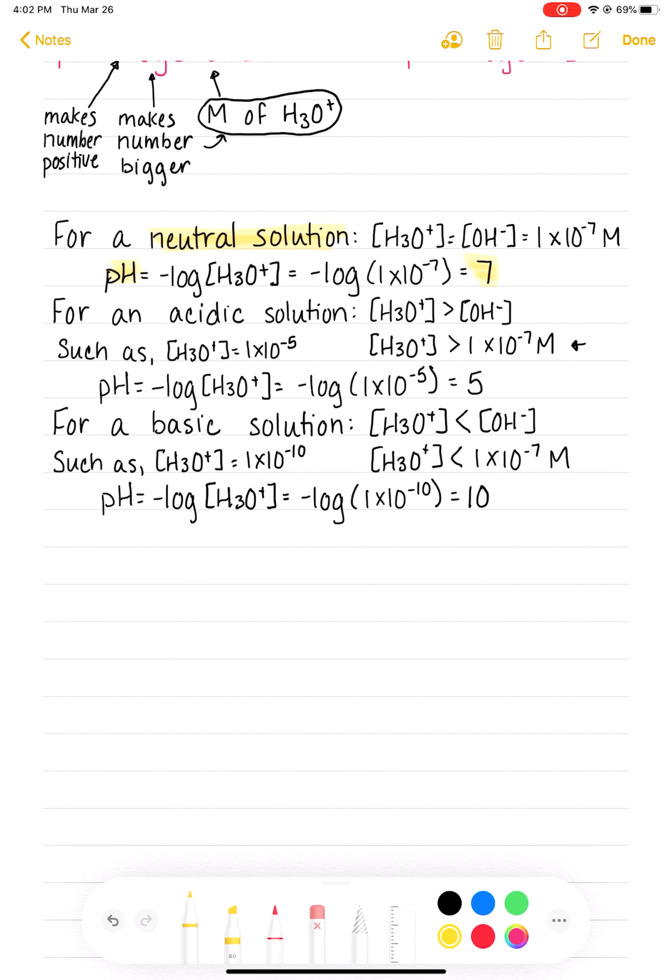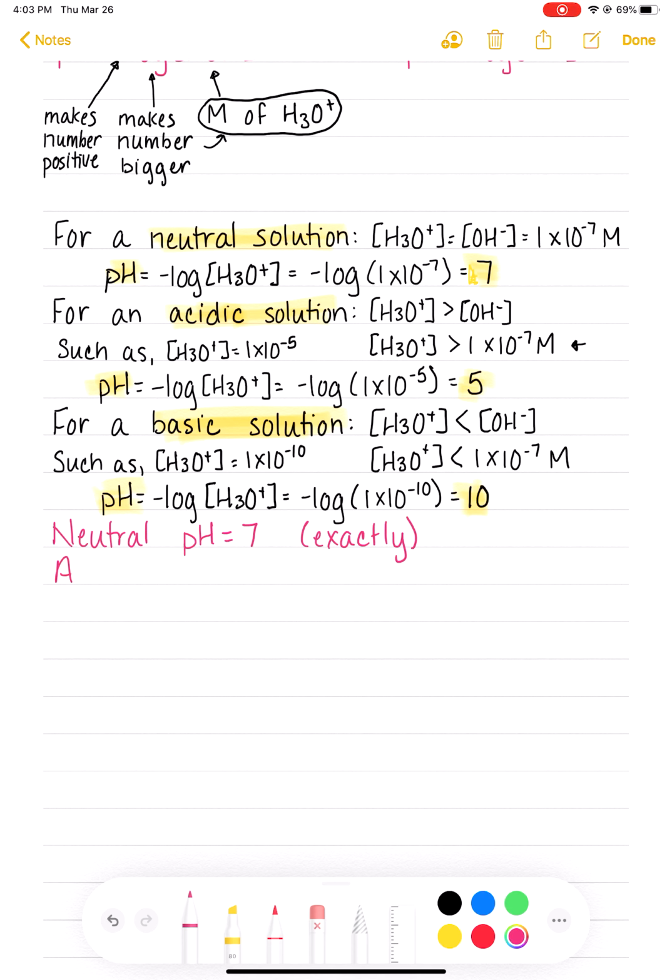So we can see some trends here. We can see when the solution is neutral, we said the pH is 7. When the solution is acidic, we got a pH of 5. And when the solution was basic, we got a pH of 10. We can generalize that and say for a neutral solution, the pH is always going to be exactly equal to 7. Not 6.9, not 7.2, it's just exactly 7.